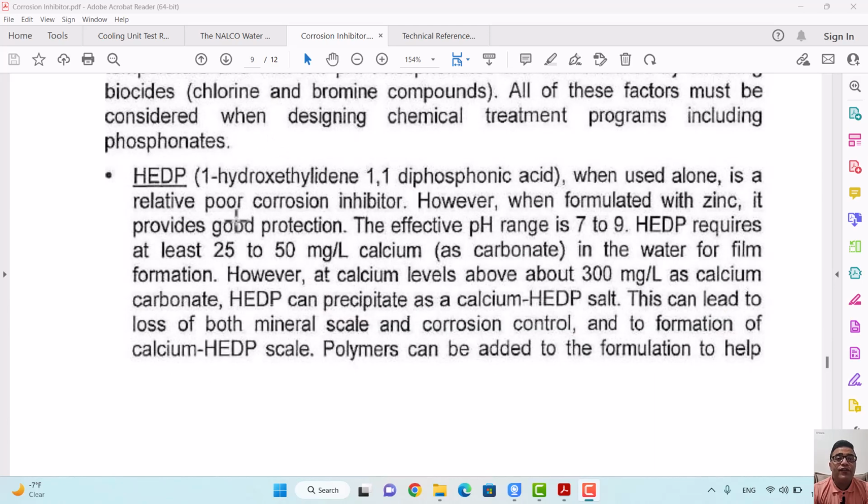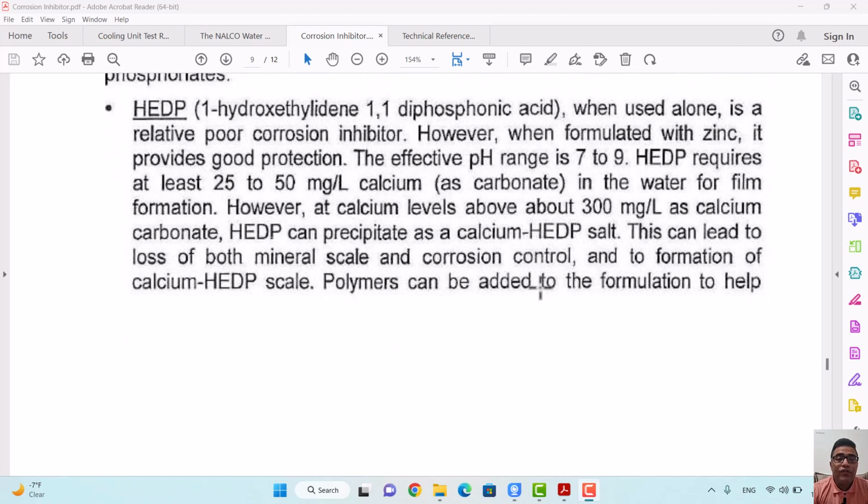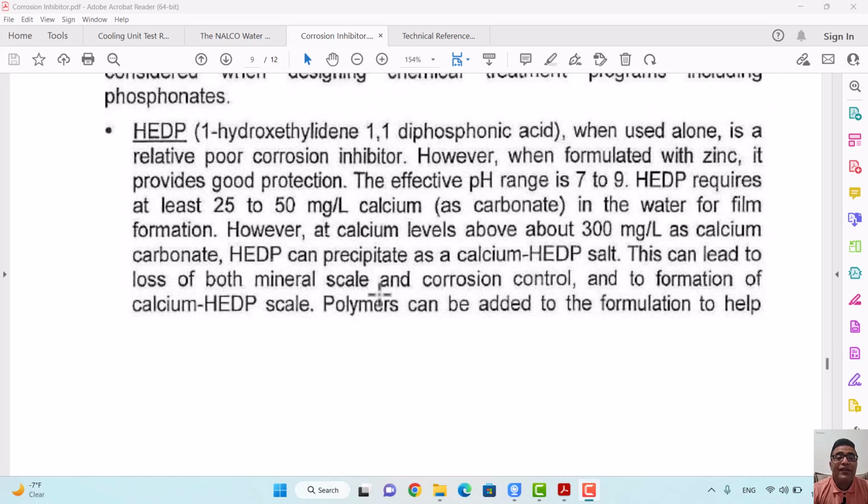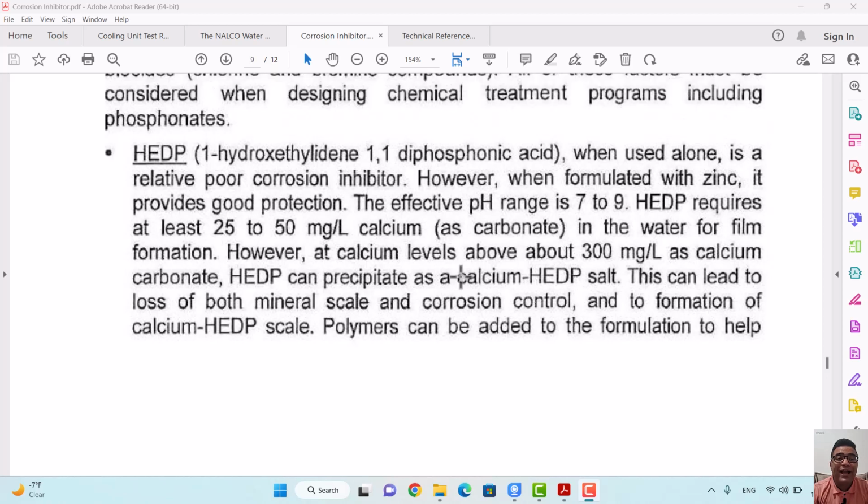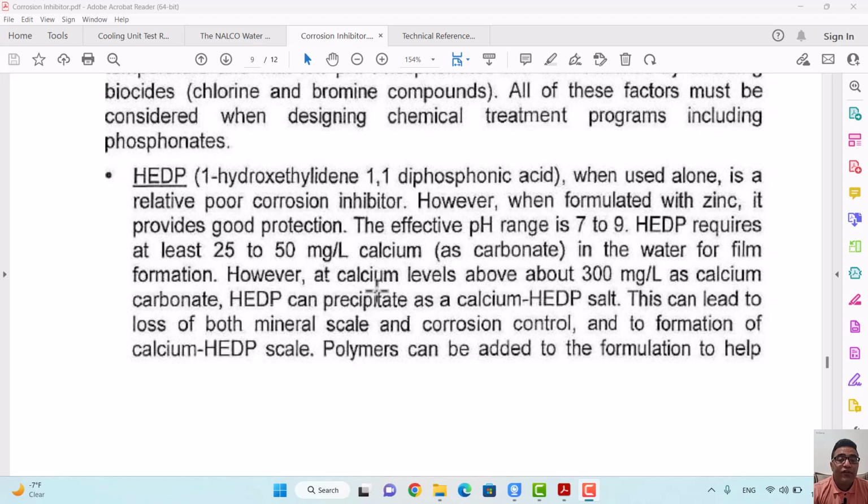When all of them, HEDP, PBTC, AMP, and HPA, are formulated with zinc, they can provide excellent corrosion protection against corrosion mechanisms. HEDP requires 25 to 50 ppm of calcium in order to form the layer. And of course, sometimes if the calcium is present in abundant amounts, it might cause the creation of some calcium HEDP salt, which might impact the corrosion control performance of this HEDP.